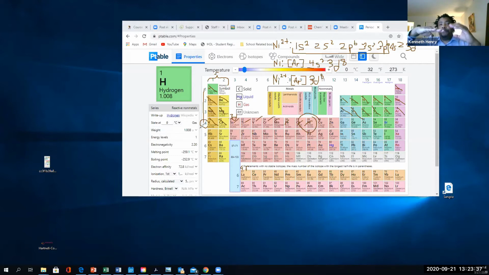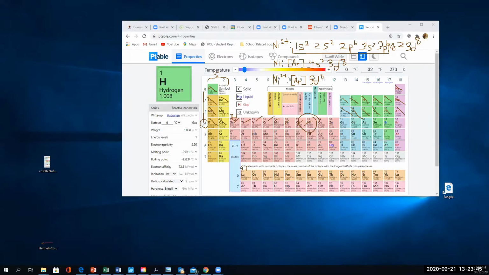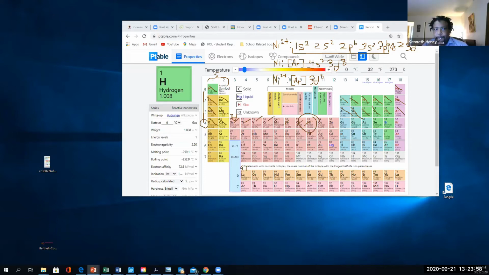But the funny thing is that since the 4s is on the outer shell, even though it's lower, it's still on the outer shell, so it gets pulled away first. So s gets pulled away first before d. So then 4s has a higher energy level than 3d does? That's right. Okay, thank you.